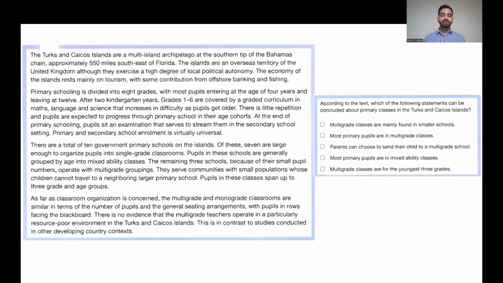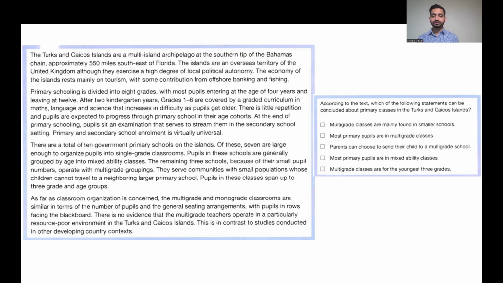Statements about primary classes in Turks and Caicos Islands. These are the keywords. It can be reframed as well: what are the statements that are true about primary classes in Turks and Caicos Islands? What I will be looking for in the options and also in the text is the primary classes in Turks and Caicos Islands. Okay, let's analyze some of the options given here.